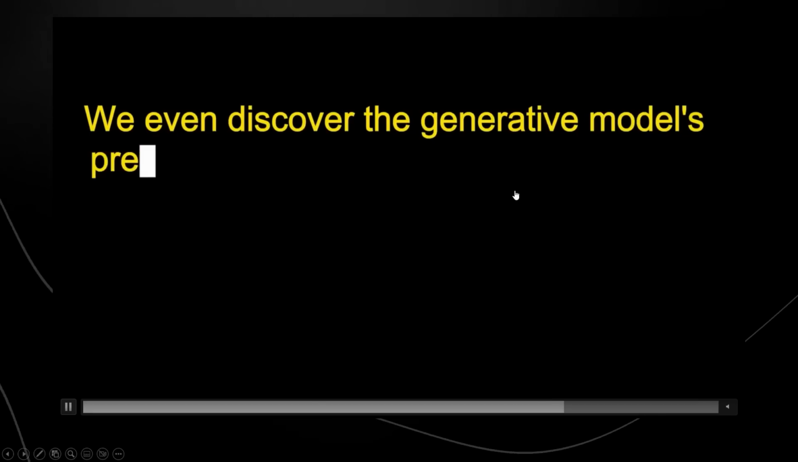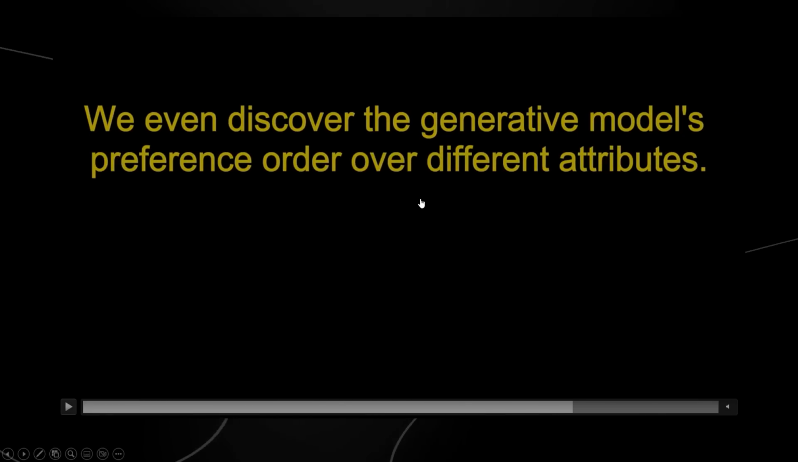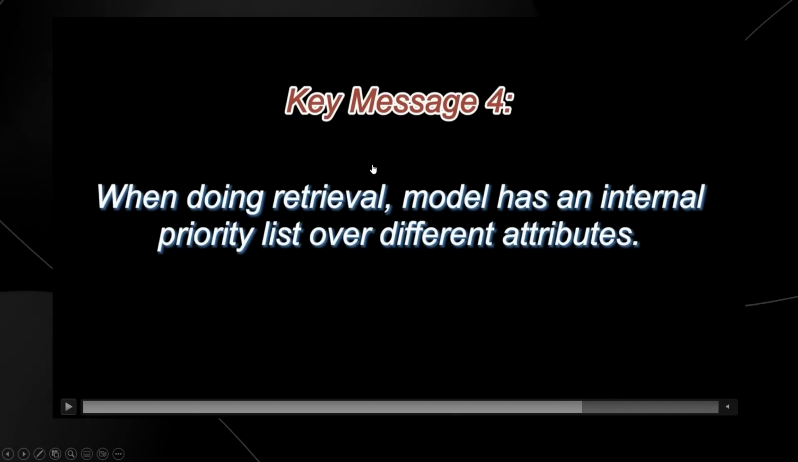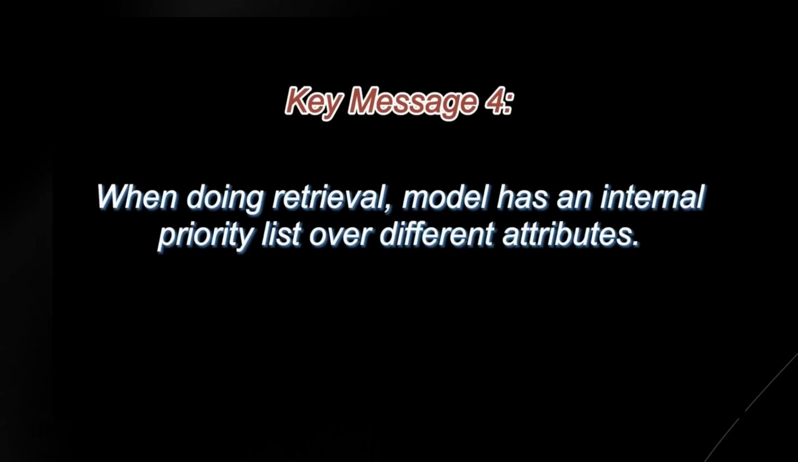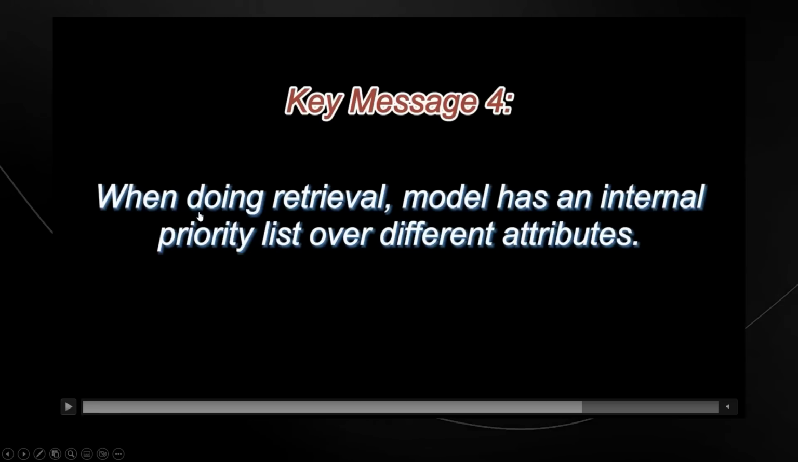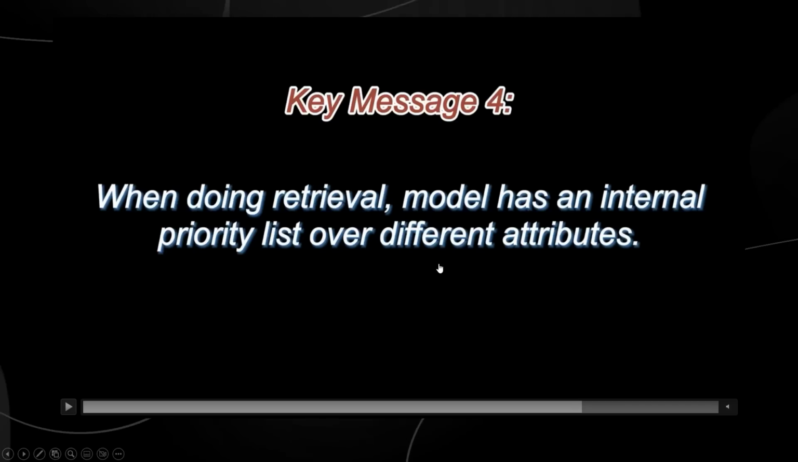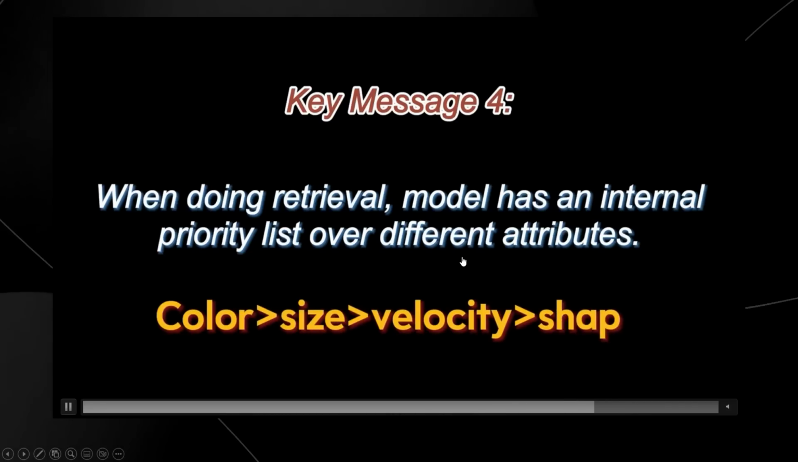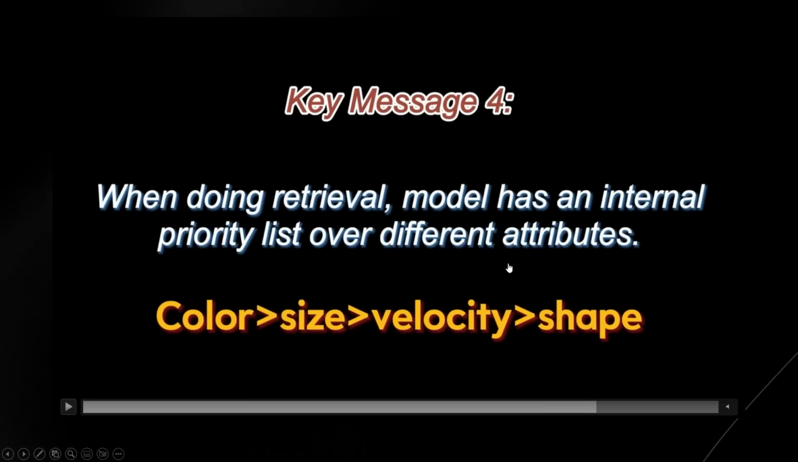There's another example that you need to see. It says, we even discovered the generative model's preference order over different attributes. Take a look at this because this is just absolutely insane. And this is when it's going to click into your brain that, oh my gosh, maybe these models are actually just advanced retrieval mechanisms instead of actual intelligent beings. So it says when doing retrieval, the model has an internal priority over different attributes. So this is pretty crazy because it basically says that these models are prioritizing certain things when it's retrieving. And it basically means that you can kind of predict what the model is going to do based on what you've stored in your database.